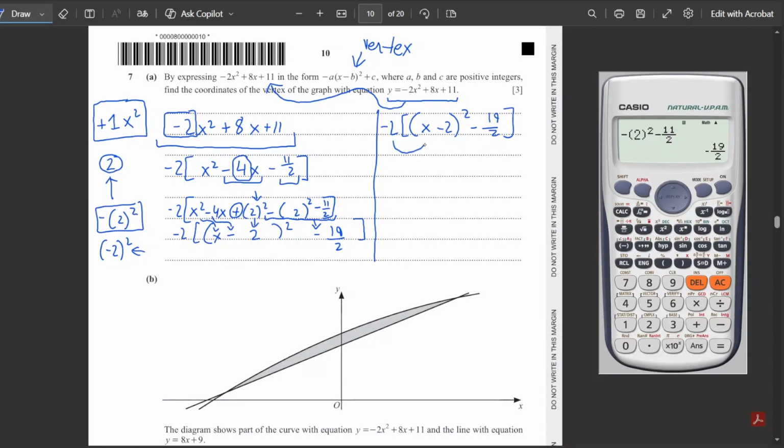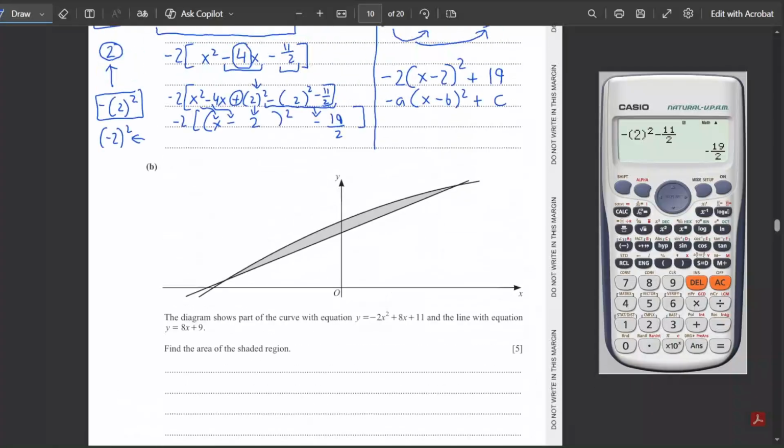And you just multiply this negative 2 inside the bracket now because you've converted it into its vertex form. So it's going to be negative 2(x minus 2) squared. This is going to become a positive. The 2 is going to cancel out with this 2, and you're just going to have a 19 over here. So this is now in the form negative a(x minus b) whole squared plus c.